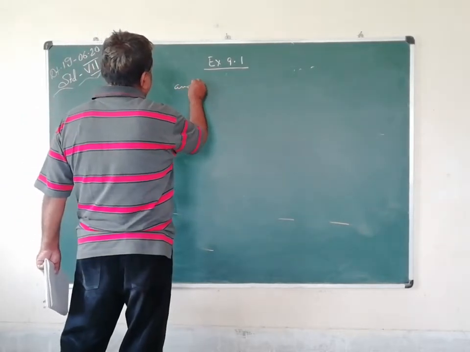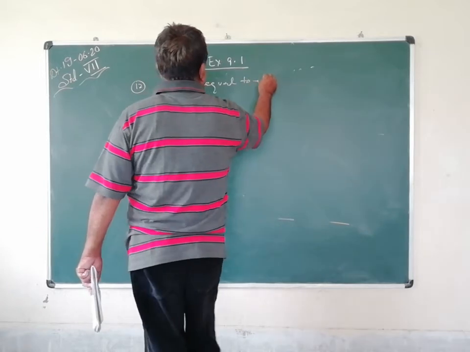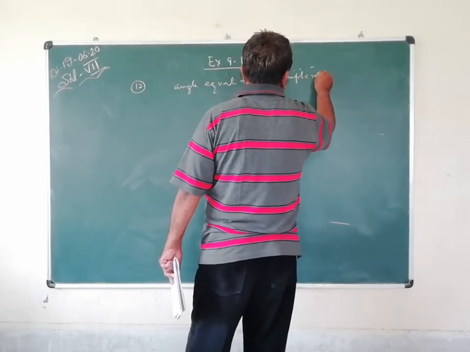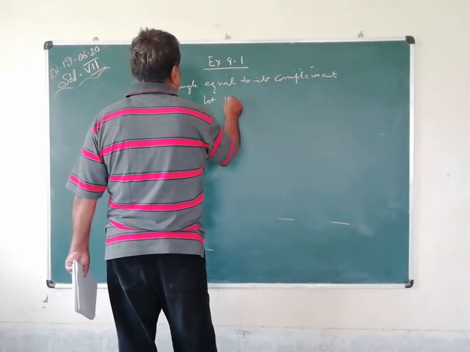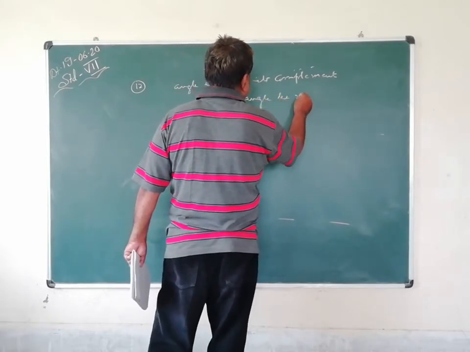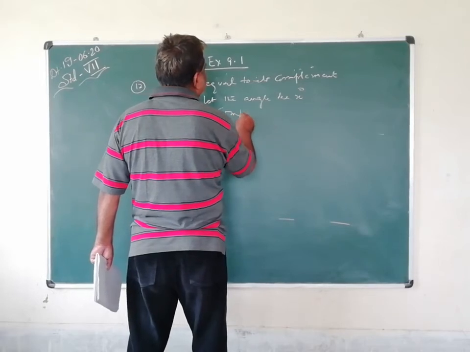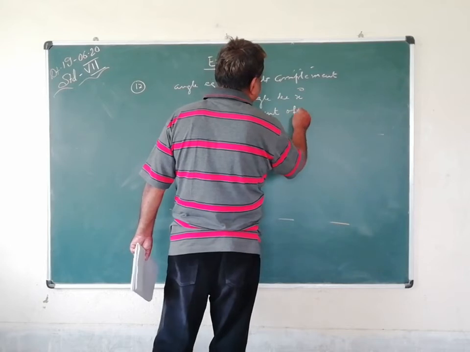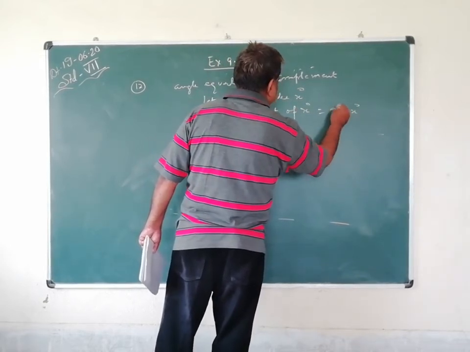Angle equal to its complement. How will I do this one? Let the angle be x degree. Then the complement of x degree is equal to 90 minus x degree.